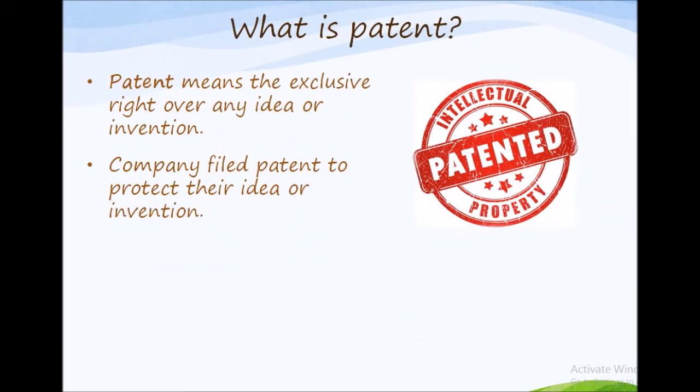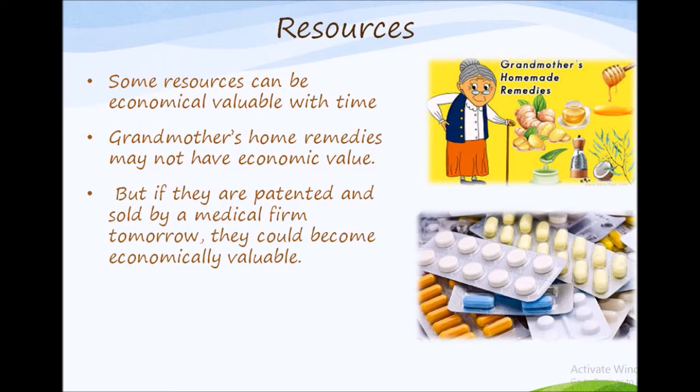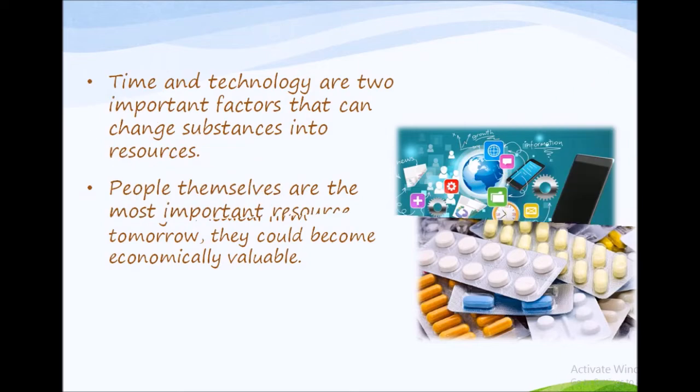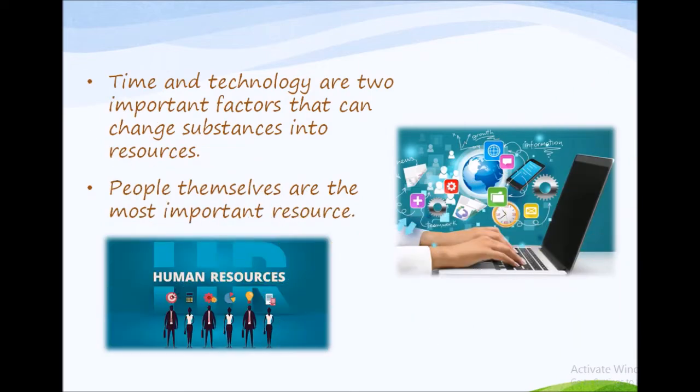Let me explain what a patent is. Well, a patent means having an exclusive right over any idea or invention. Companies file patents all the time. There are rules in place that allow companies to hold a patent for a certain number of years depending upon the domain. So, coming back to the example of the remedy, if that remedy is patented and sold by a medicine firm, it could become economically valuable. So, you see, something that your grandmother had known for ages could suddenly gain economic value over time.